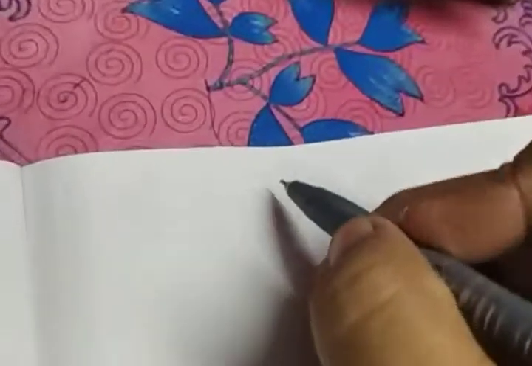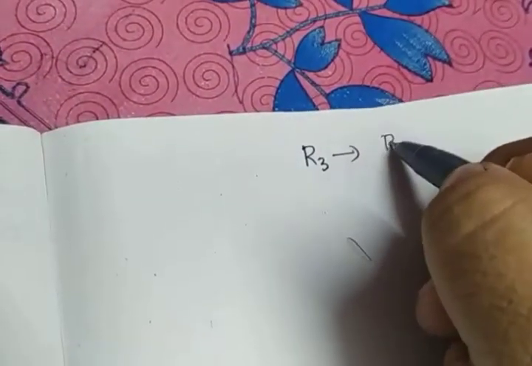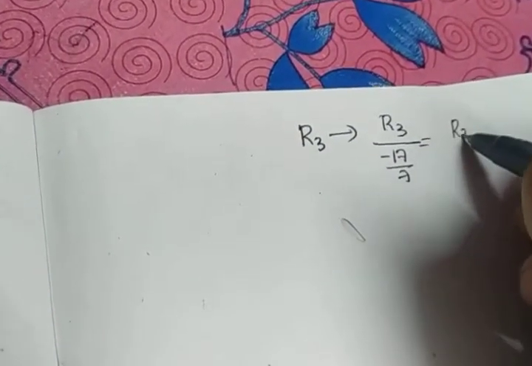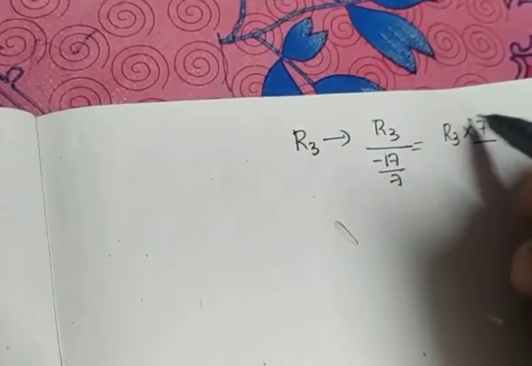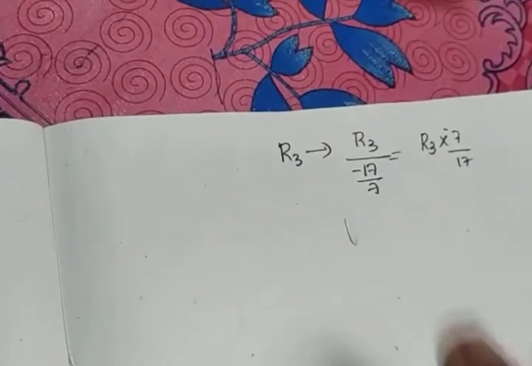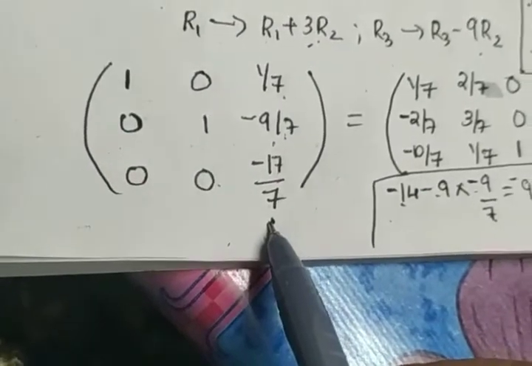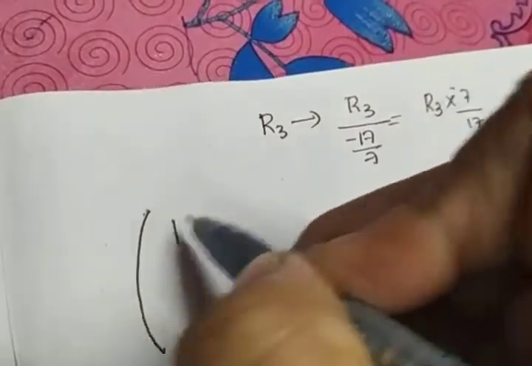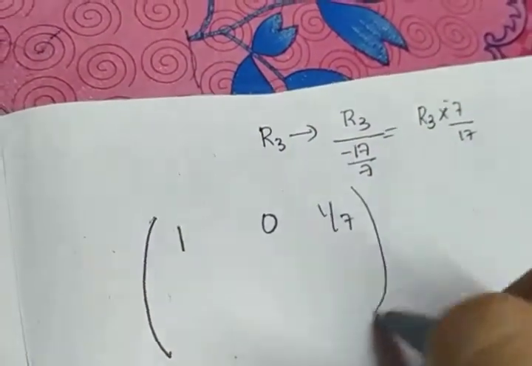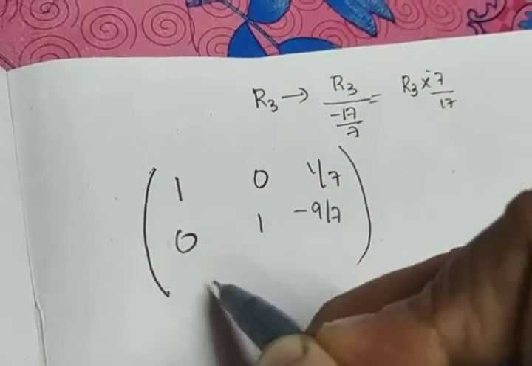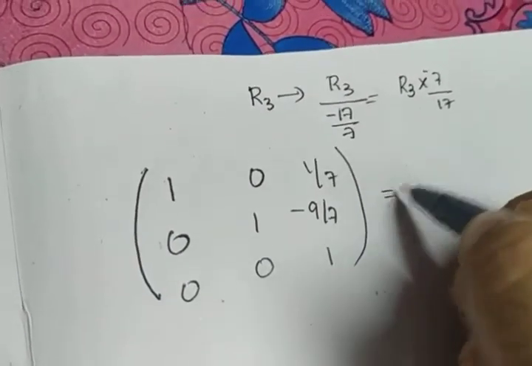So the transformation becomes R3 changes to R3 times minus 7 by 17. It is enough to multiply R3 with minus 7 by 17. That will be the easy calculation. Again, we will write the first and second rows as such. Here when we multiply with minus 7 by 17, it becomes 1. So the left side matrix is 1, 0, 1 by 7, 0, 1, minus 9 by 7, 0, 0, 1, equal to the right side.